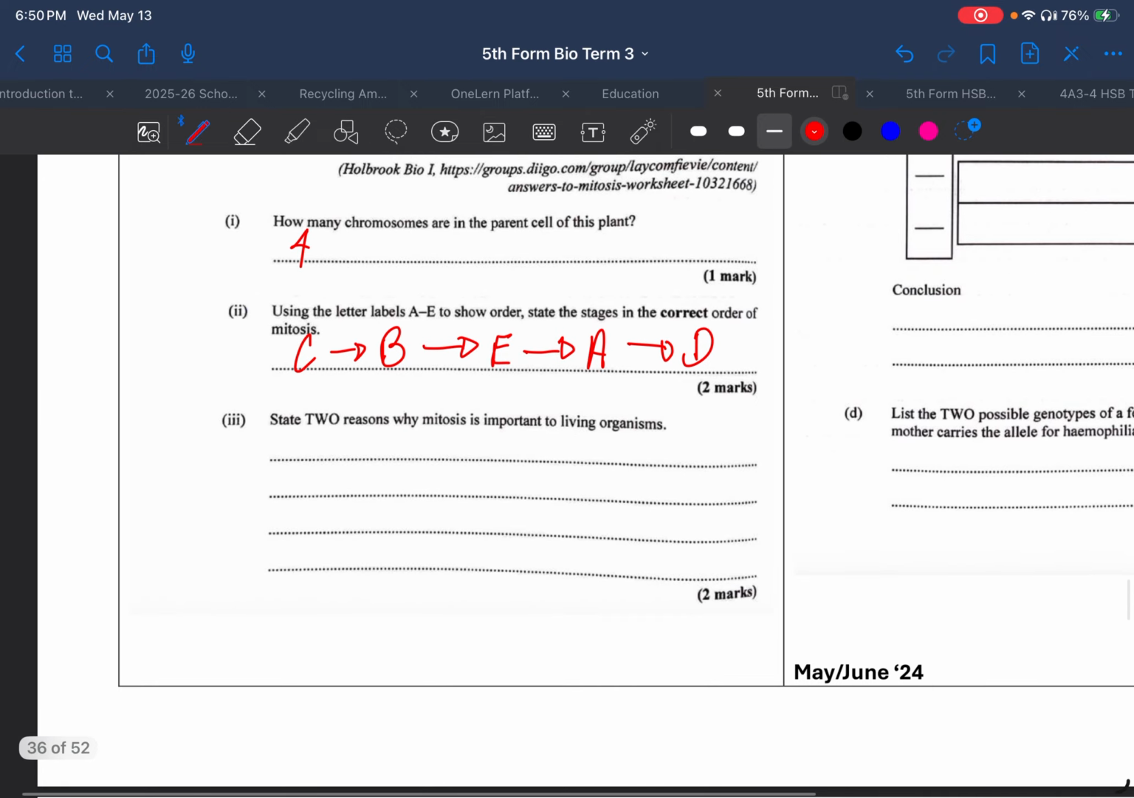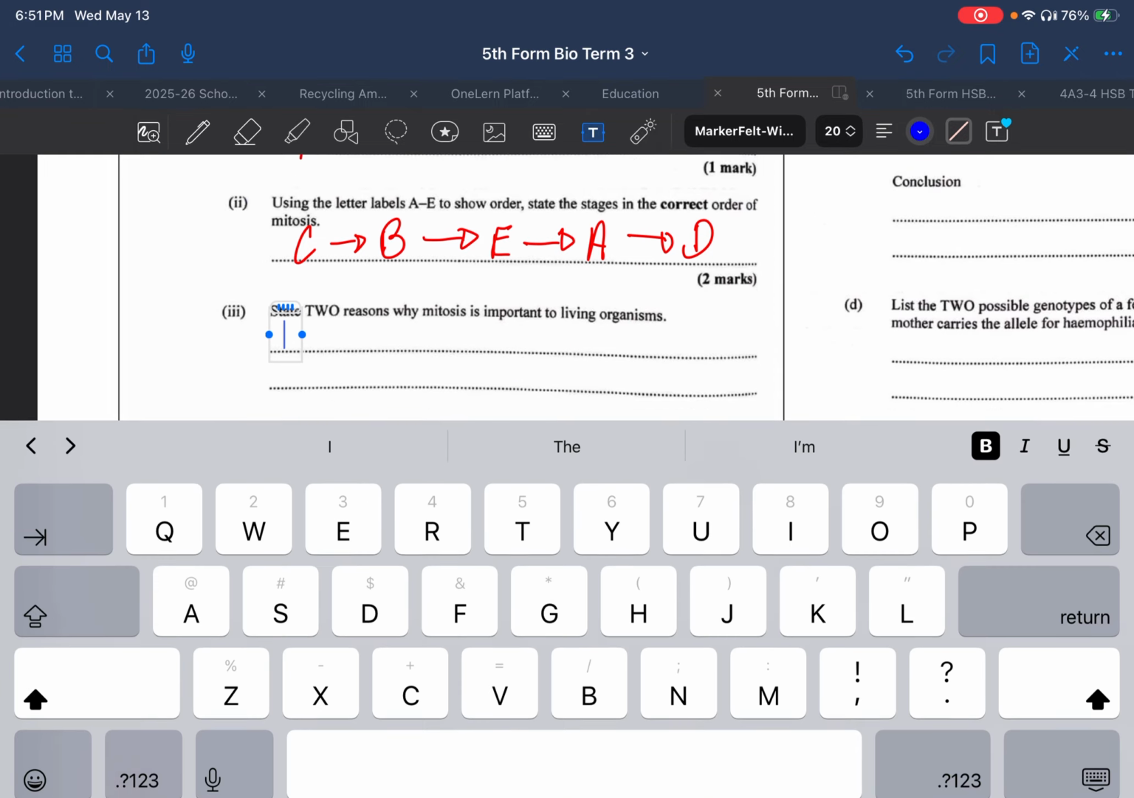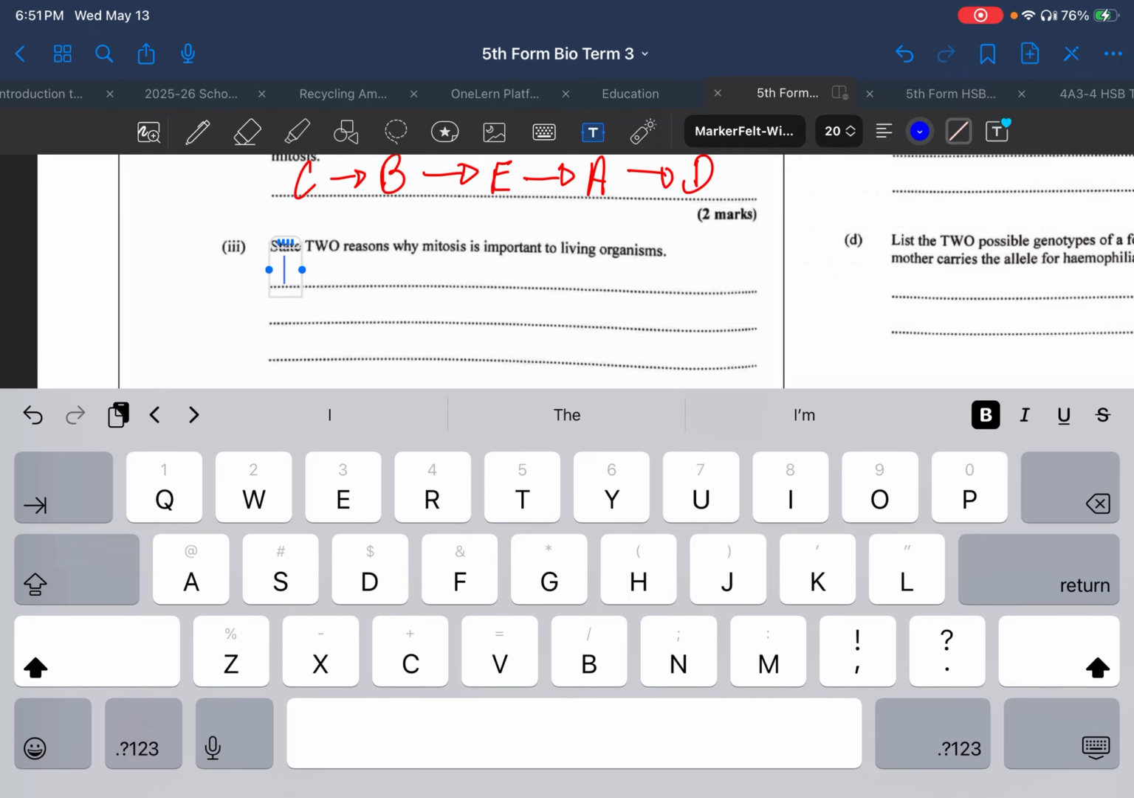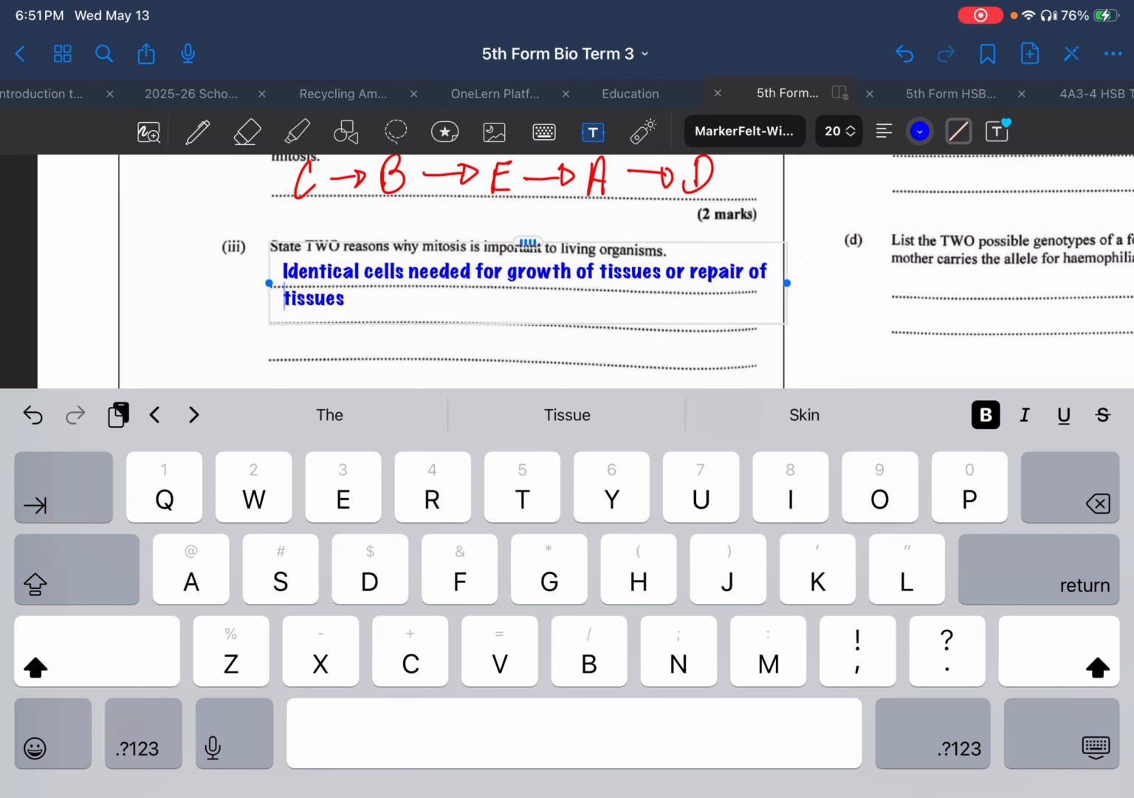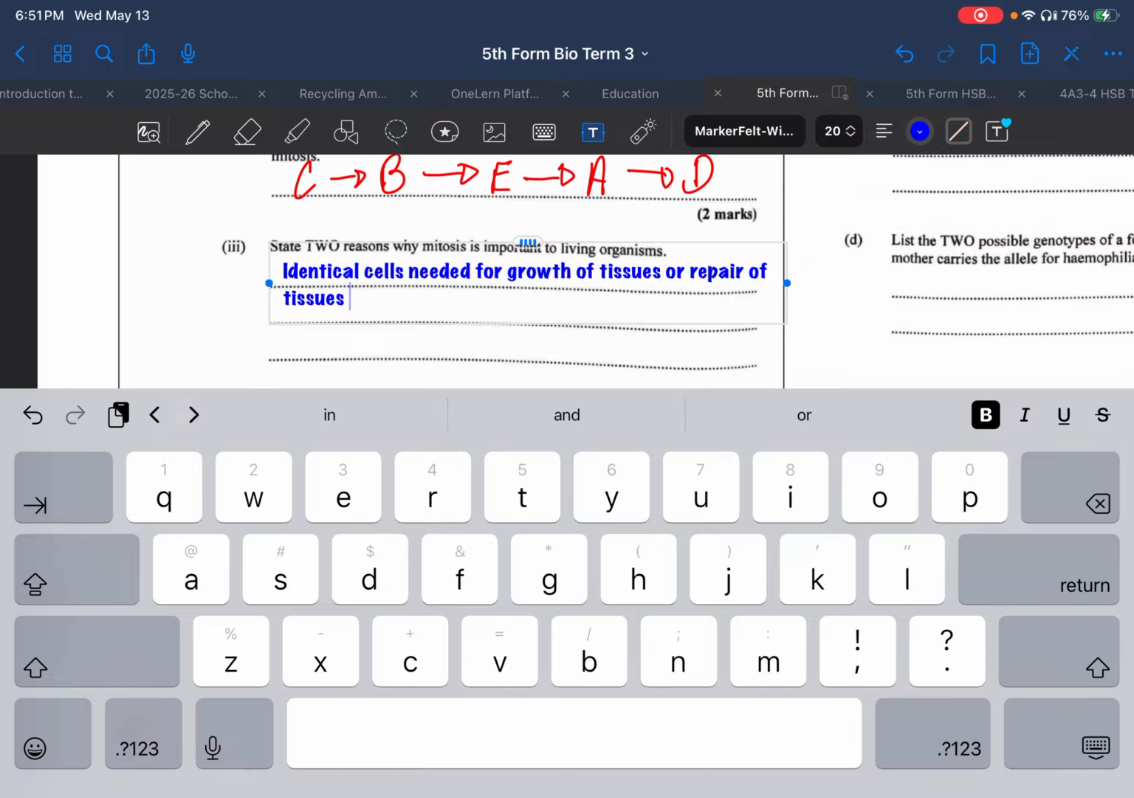State 2 reasons why mitosis is important to living organisms. Well, mitosis helps us to produce identical cells. That's the biggest thing. Identical cells which are needed for growth of tissues, when you want to make the same types of tissues, or repair of tissues. For example, when you get a cut, etc., you're going to want to have the same type of tissue going back.